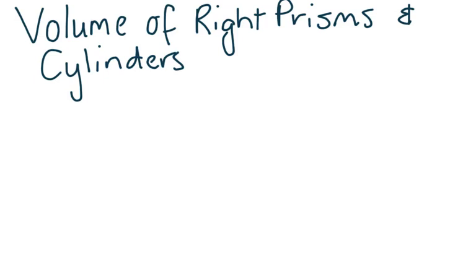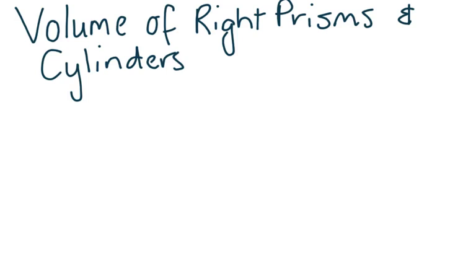So firstly, you need to understand what volume is. Now, volume is measured in cubic units. And what that means is we're trying to figure out how many little cubes fit into a 3D shape. So basically, we're trying to find the space on the inside of a three-dimensional shape.